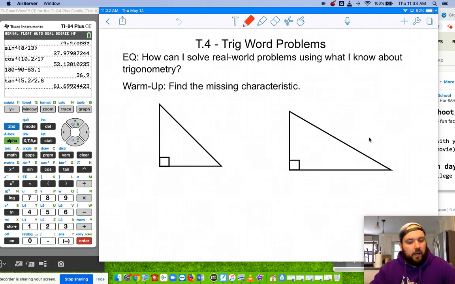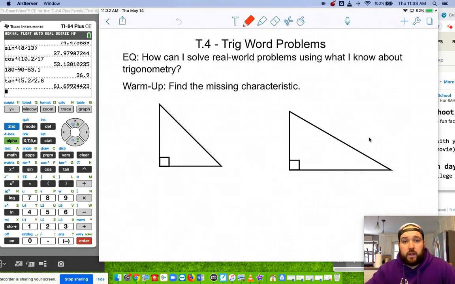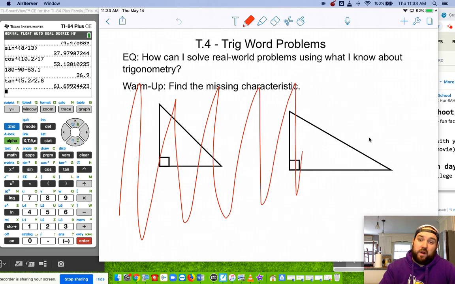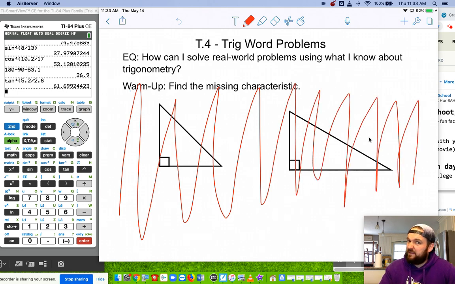Let's do this. So we're going to just take a look at a couple of real world scenarios where you could apply the things that we've learned from these previous trig videos, finding sides, finding angles, things like that. I'm going to skip the warm-up primarily because I forgot to put any information on the triangles. So we're just going to move past that.